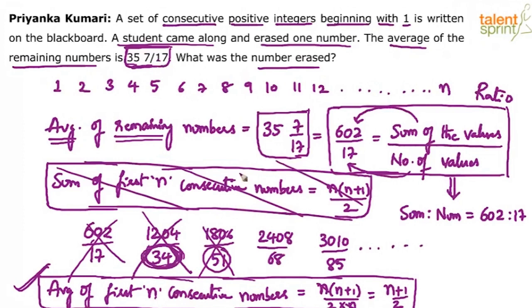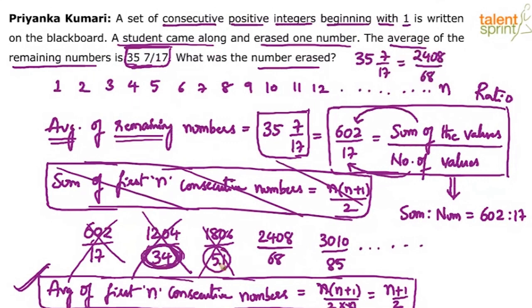So this looks closer to the given value. The first three were not close to what is given there. If you go by this ratio and assume there were 68 numbers, I can say that 35 7 by 17 is definitely equal to 2408 by 68. From that only we have got it, right? 35 7 by 17 is 2408 by 68. Yes or no? You are able to follow. That's what we have done.